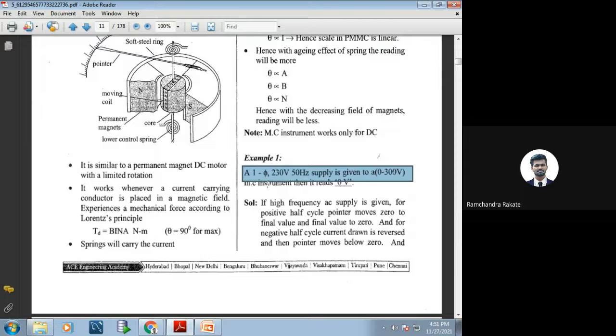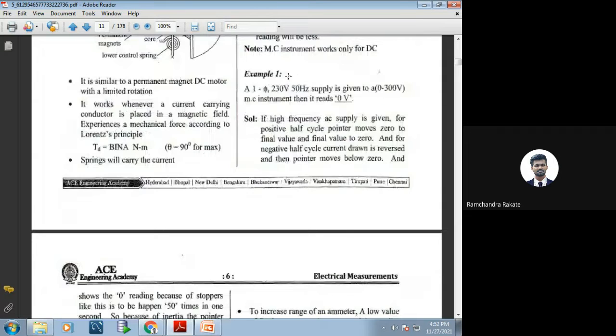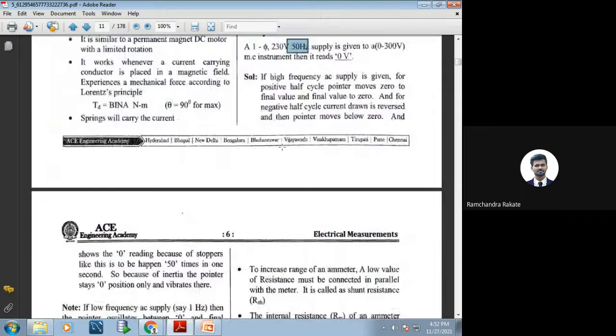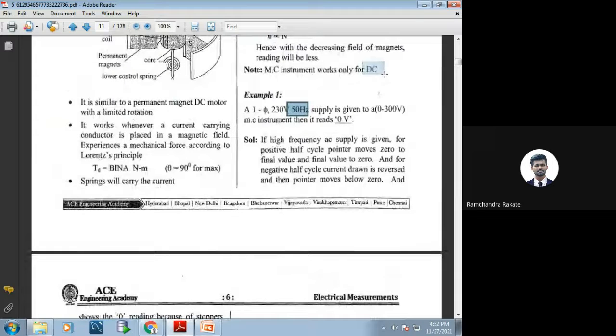Why? Because of what we have seen so far: your moving coil instrument works on a DC source. What source are we using here? A single phase source, so this is not DC. It's an AC one. So definitely, the instrument will not accept that supply. But what's the technical scenario here? Because of this frequency, let's see. As we are saying, it only works for DC, and what we have supplied is 230 volt 50 hertz AC.